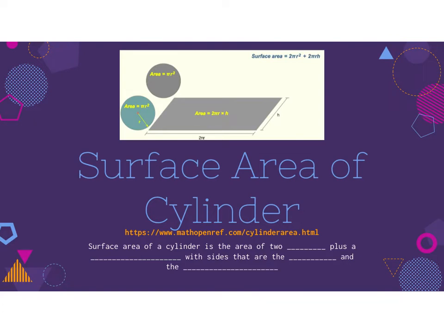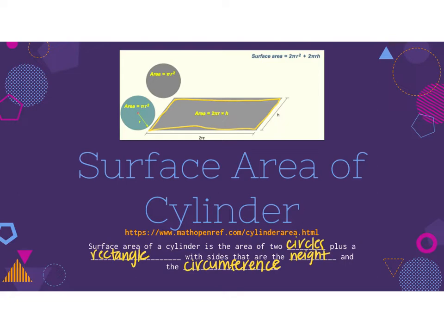The surface area of a cylinder is the area of two circles plus a rectangle with sides that are the height and the circumference. So if you look up here at the picture, if you were to imagine the flat pattern of a cylinder, or unwrapping the cylinder, what would happen is, if you think of a soup can, this here would create the label of that soup can, which you can see is like a rectangle.